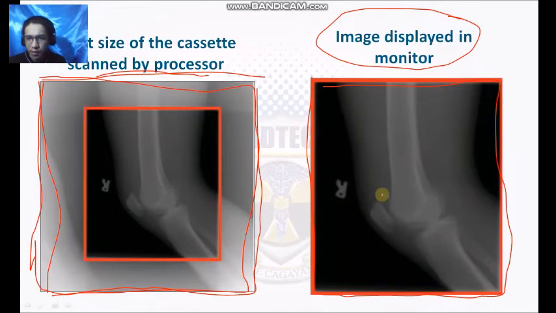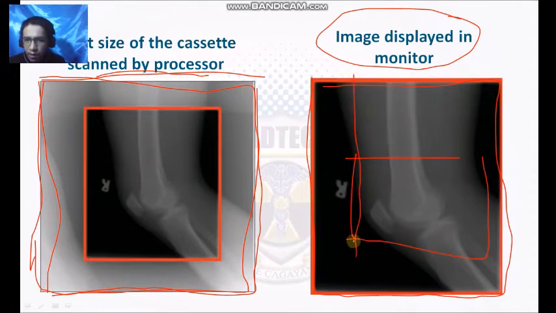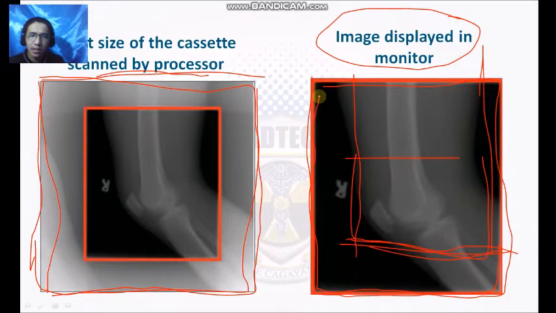Okay, like for example, in this image, if I only want to display this part, then I can do that. No, or maybe I want to display only this part, so I will erase this one. I will crop out this area, so I can also do that one. Okay, so basically, cropping of the images is allowed, no, when it comes to computed and digital radiography.